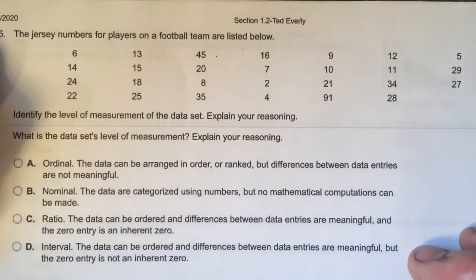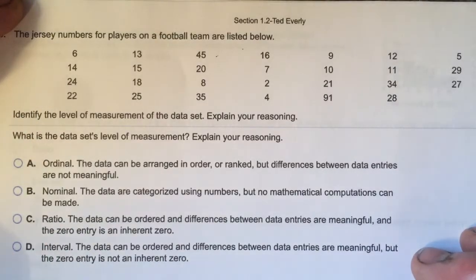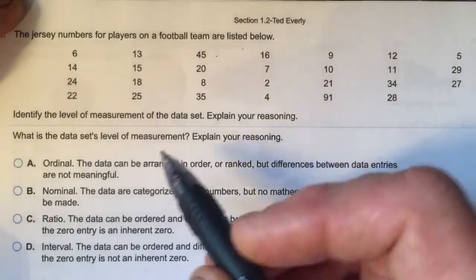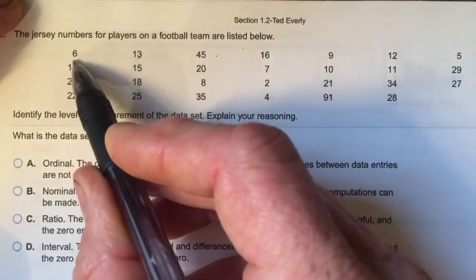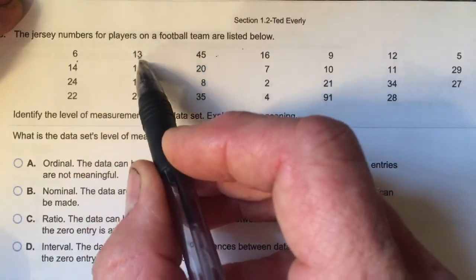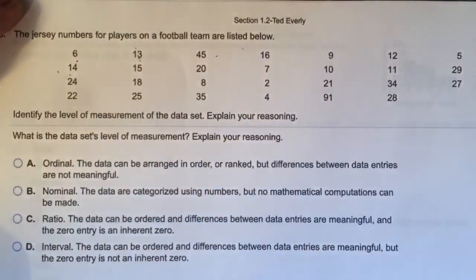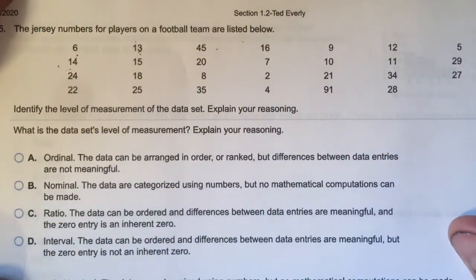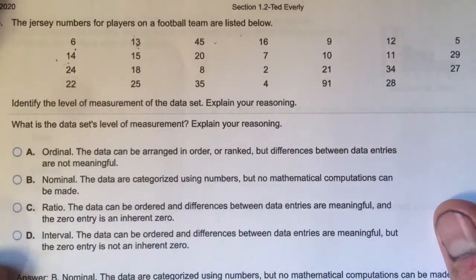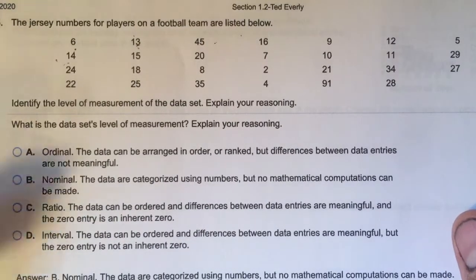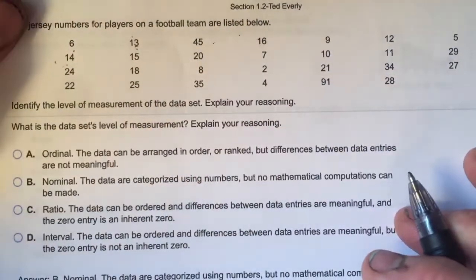The jersey number for players on a football team. Here's all the jersey numbers. Well, see, these numbers have no meaning as far as value. Is this guy 7 better than that one? Is this guy 1 better than that guy? No. So these are just qualitative. These are just qualities about these players.